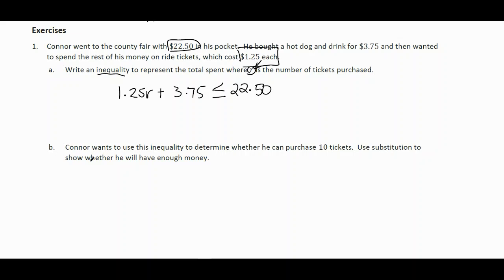Now, letter B. Connor wants to use this inequality to determine whether he can purchase 10 tickets.